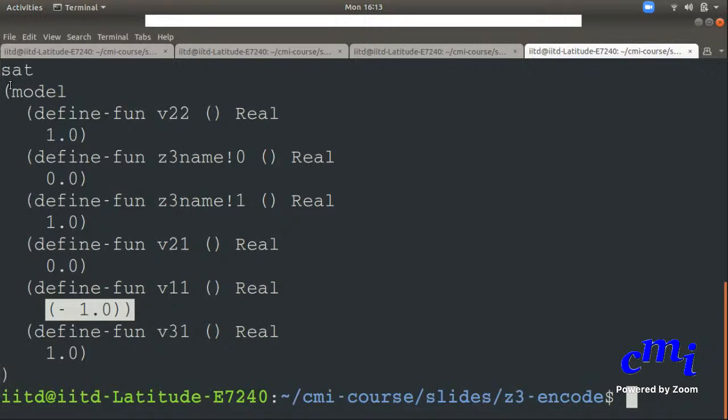Okay, so this model is returned by the solver. So here it says that if you start with an input of -1, you will get an output of +1, and therefore it's certainly possible that the input and the output are not the same.